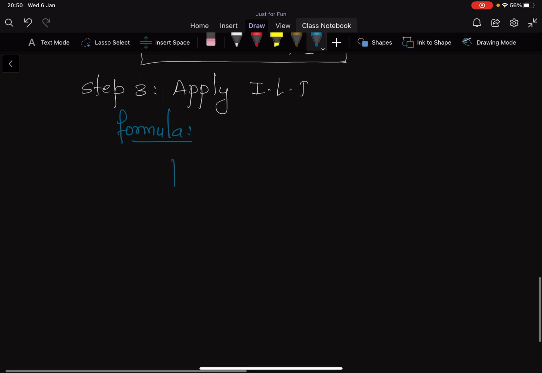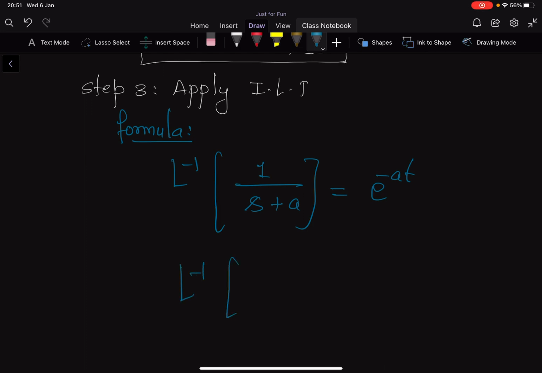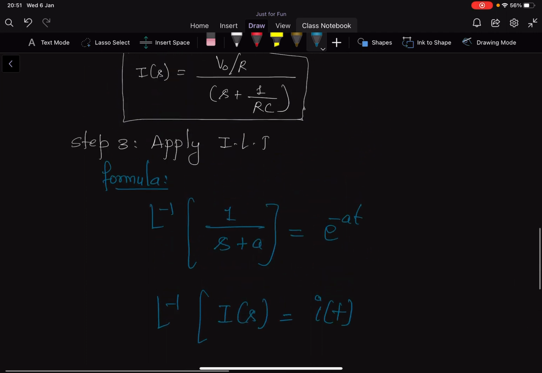So the first formula I'll have to use is inverse Laplace. So you say L minus 1, that is called inverse Laplace, of 1 over s plus a. So anything which you see like this, 1 over s plus a, if you apply inverse Laplace in this kind of structure, then you're going to get e power minus at. That's going to be exponential function of whatever a you got, but that's going to be negative t. Similarly, if you apply inverse Laplace in I(s), then you're going to get i(t). Okay, so these are two formulas I have to use, so I'm just writing these two formulas.